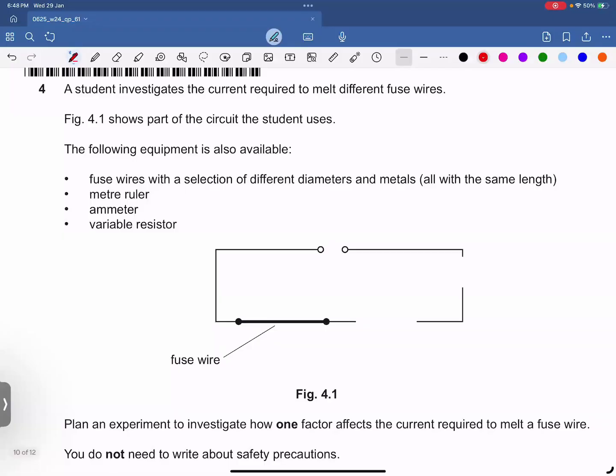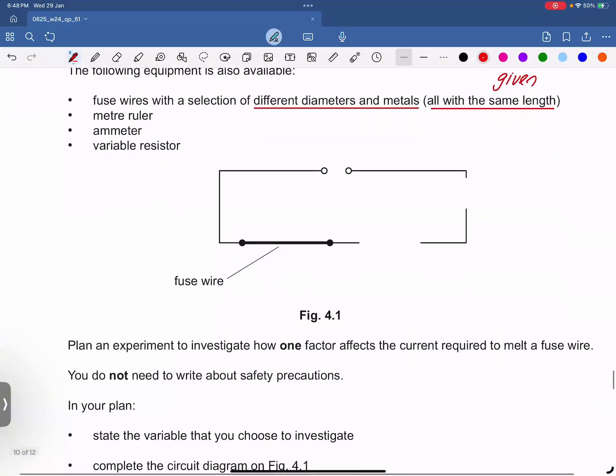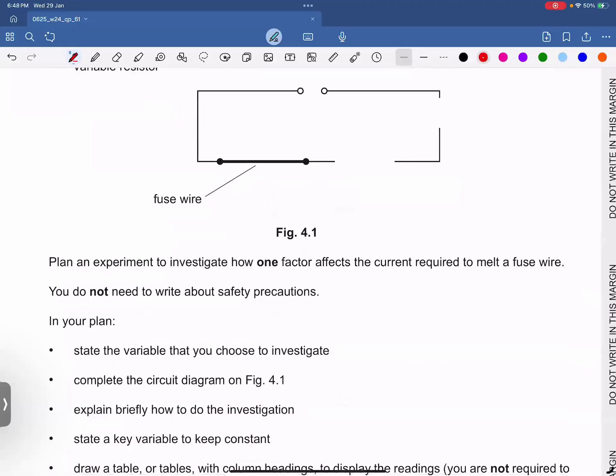Okay, so you want to investigate the current required to melt the fuse wires. Now, what do you have? You have fuse wires with a selection of different diameters and metals, but the lengths are given. It is already given that the lengths are same, so you cannot write this as a control variable later. You have meter ruler, ammeter, variable resistor. Plan an experiment to investigate how one factor affects the current required to melt the fuse wire.